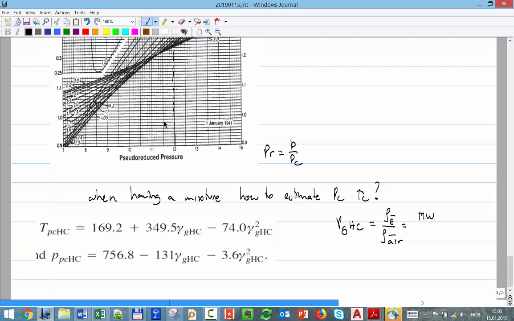If you use the real gas equation and simplify terms, you will see that it is the molecular weight of the gas divided by the molecular weight of air. Why? Because at low pressures I have the ideal gas law, Z is 1 for both equations, and the pressure and temperature are the same. I divide both equations and end up with the ratio of densities being simply the ratio between molecular weights.